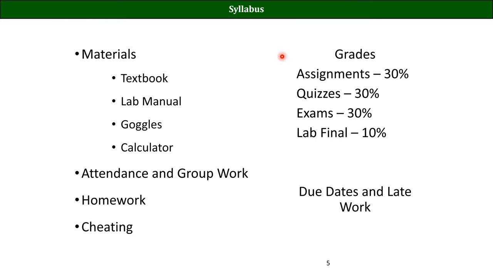Main thing on here is our grade distribution. Assignments, meaning labs and those random homework assignments, are going to be 30% of the grade. Quizzes are going to be 30%. The exams, there's going to be a midterm and a final about the lecture material. And then there will also be a lab final that will be 10%.